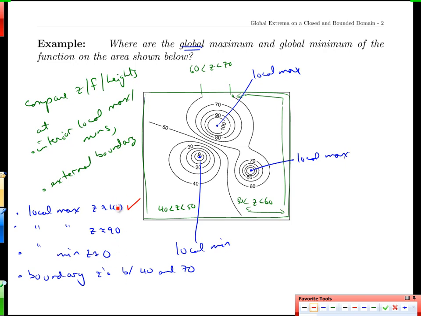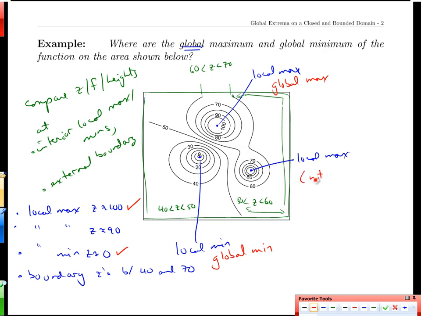What's the lowest value we can get out of this entire list of points in the interior and the boundary? Z equals 0 is the lowest point. And so we can identify the global minima as being the local min we found earlier at the bottom of this valley, and the local max at 100 is the global max on the whole region.